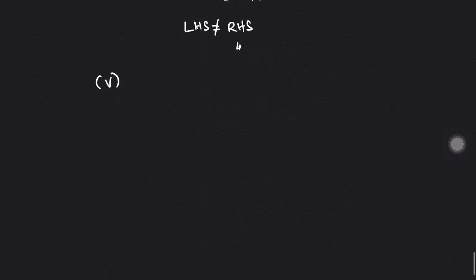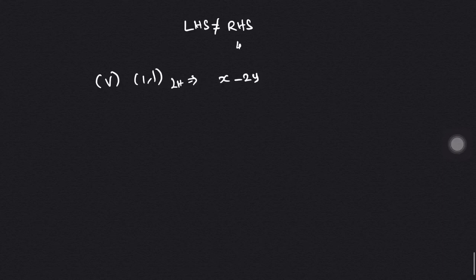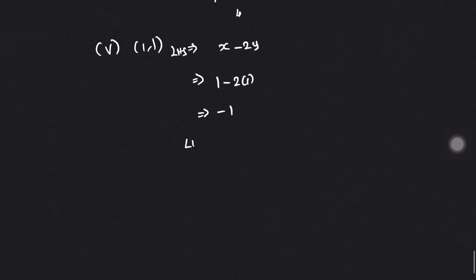Fifth one, (1, 1). Just replace the given values in x minus 2y. Just substitute the values: 1 minus 2 into 1. So the final answer is minus 1. Again LHS is not equal to RHS. So this point is not a solution of the linear equation.